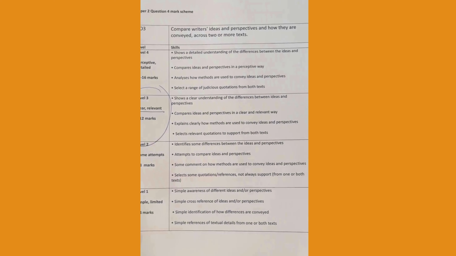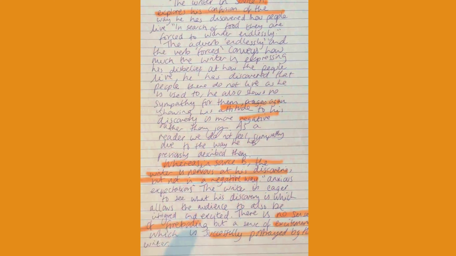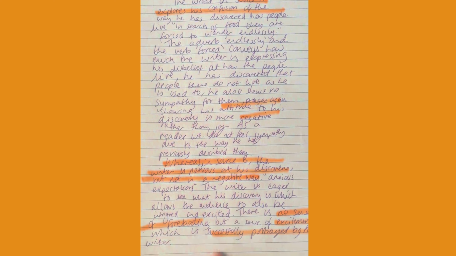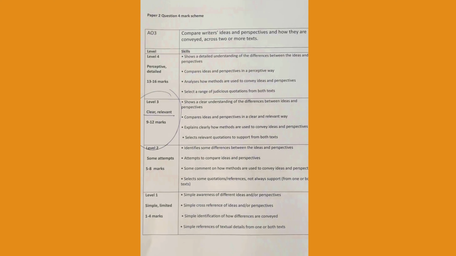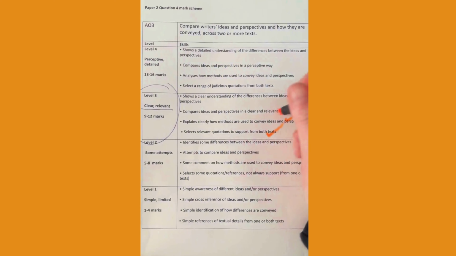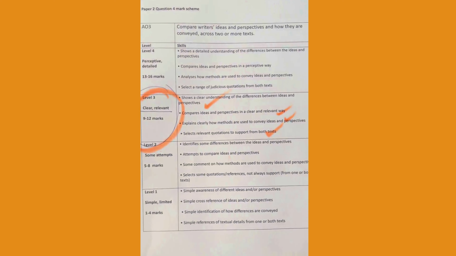Explains clearly how methods are used to convey ideas and perspectives. So yes, we've done that here. We were starting to do that here, and if I'd finished the paragraph, you would obviously have written about the word anxious, and you would have also written about the ellipsis, and that would have been our methods explained clearly. And then it selects relevant quotations. So yes, we have done all of those things, which means we would be in the secure response section of the mark scheme.